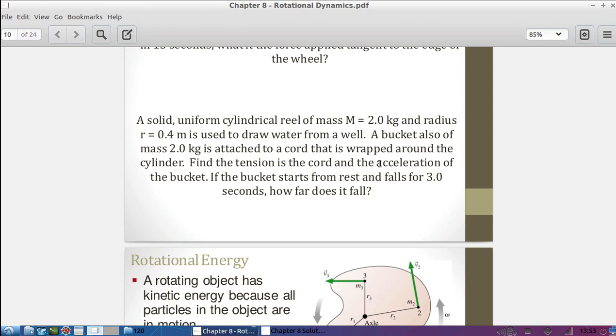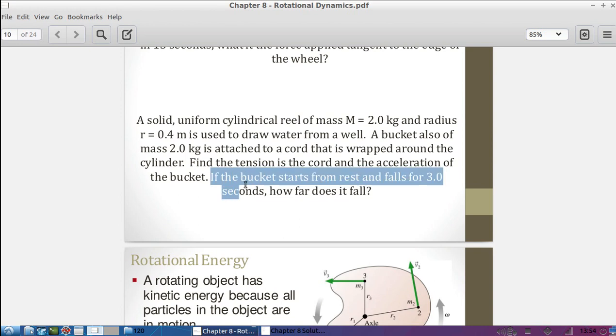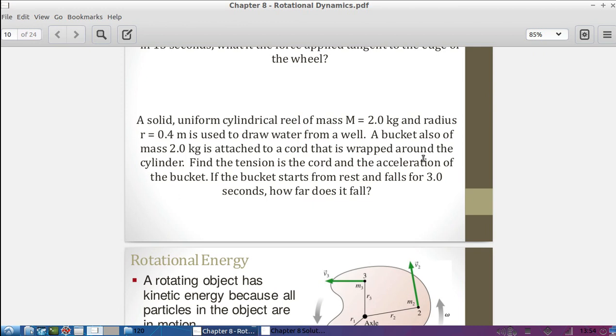Basically we've wound the cable up. The bucket has been lifted, and then we're going to let go of the wheel, and then the bucket is going to fall. So we're looking for the acceleration of the bucket, and the tension in the cable as it falls. And it says how far does it fall. So this looks like some kinematics, right? Falls from rest, falls for 3 seconds. We want to see how far it falls. So we need the acceleration of the bucket.